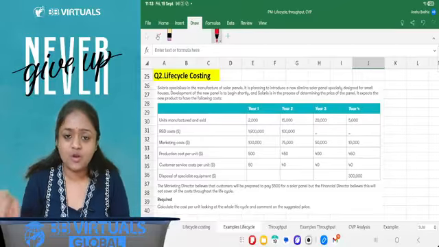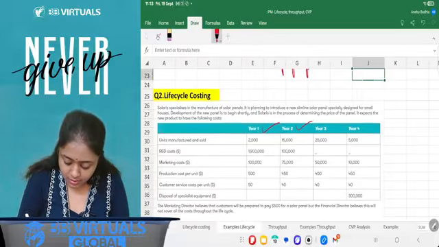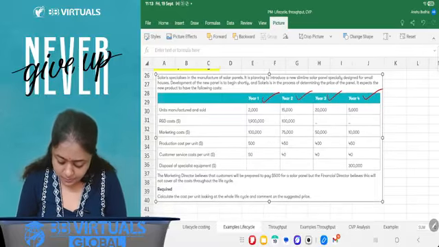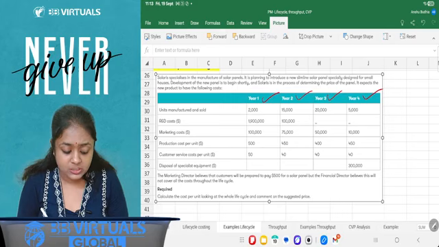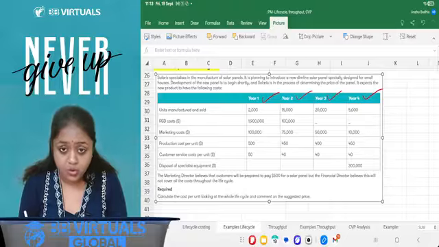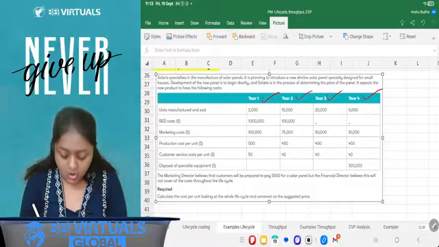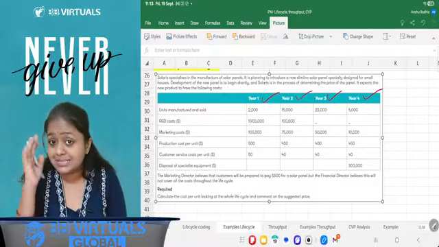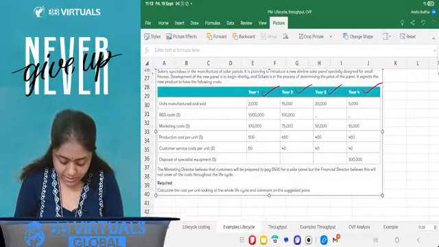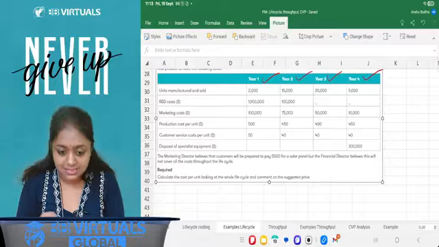An expectation of the cost over year 1, year 2, year 3 and year 4 is given to you. Okay, now the marketing director believes that customers will be prepared to pay 500 for a solar panel, but the financial director believes this will not cover all the cost throughout the life cycle. So we will see whether it is getting covered or not. Calculate the cost per unit looking at the whole life cycle and comment on the suggested price.